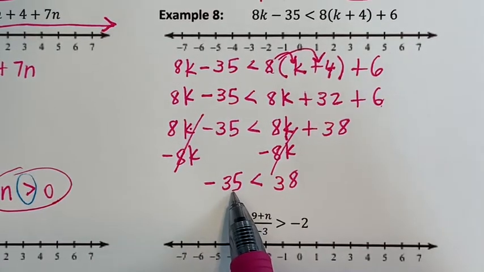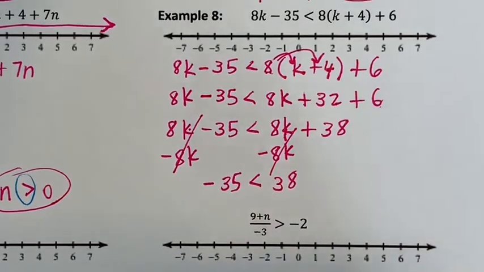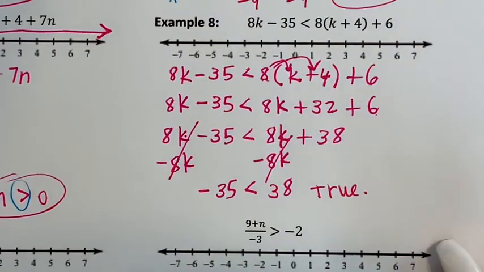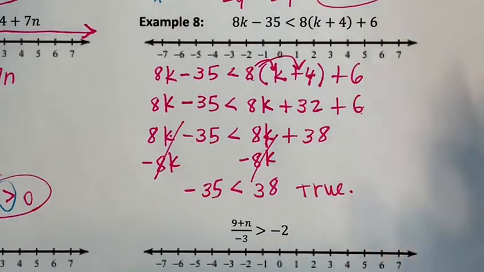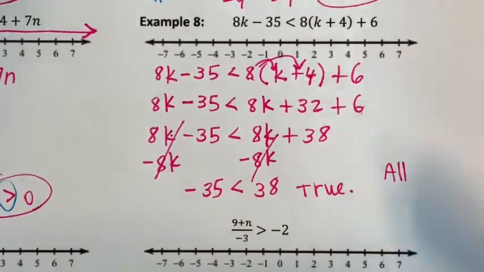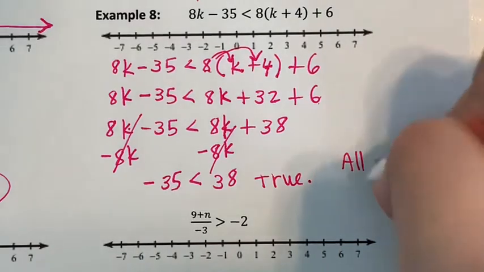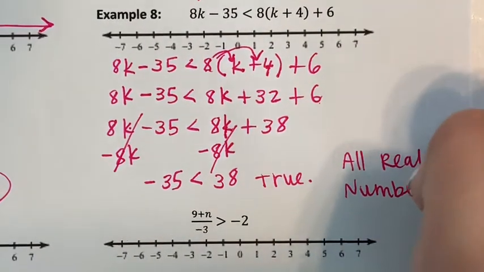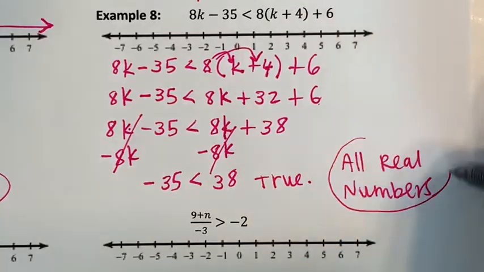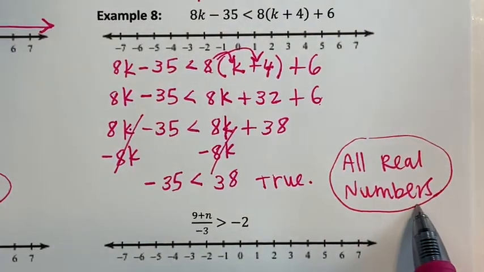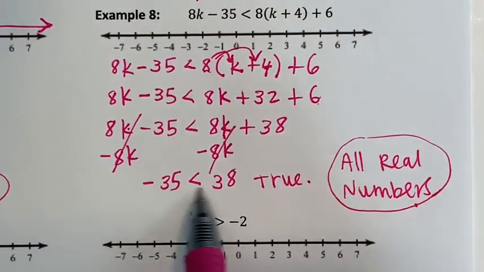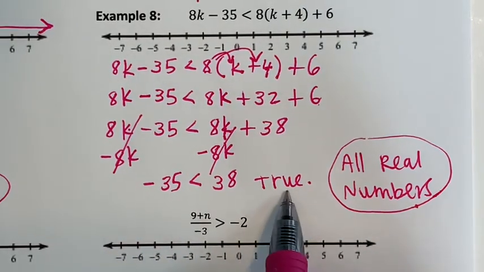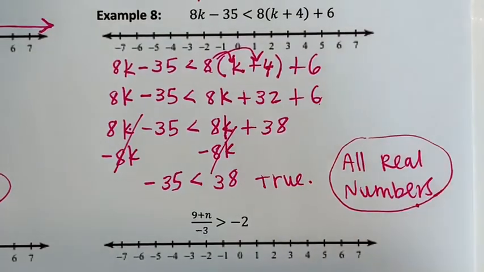So negative 35 is less than 38. That would be true. So then if you have a true inequality statement, then your answer is all real numbers. All real numbers. And this is what you should be boxing or circling as your final answer. This is not your answer. This is your work. True is not your answer either. Your answer is all real numbers.